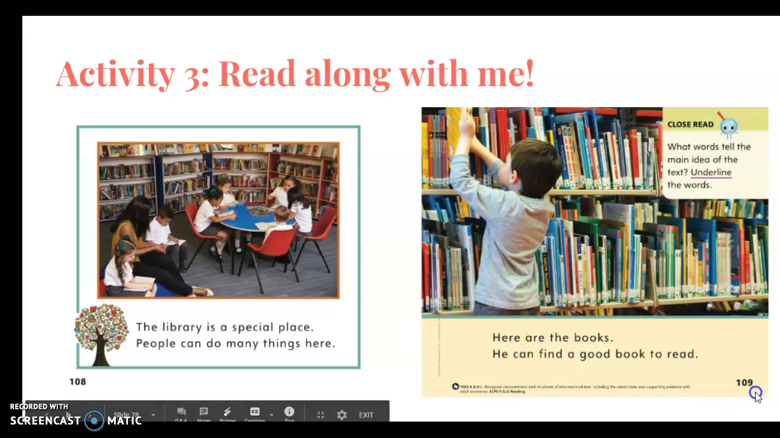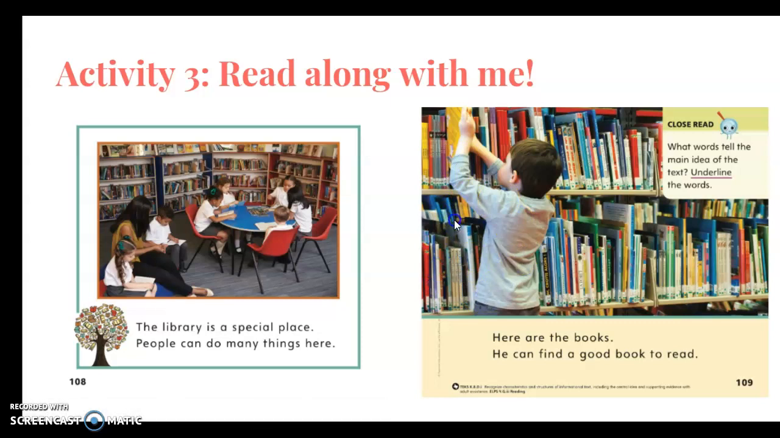Page 109 says, here are the books. He can find a good book to read. So this boy is looking on the bookshelf for a good book he likes. And that's another detail. So far we have our main idea, which is at the library. One detail is that you can find good books to read there.